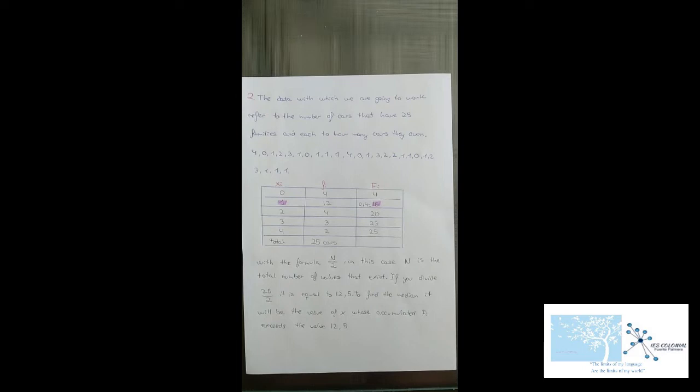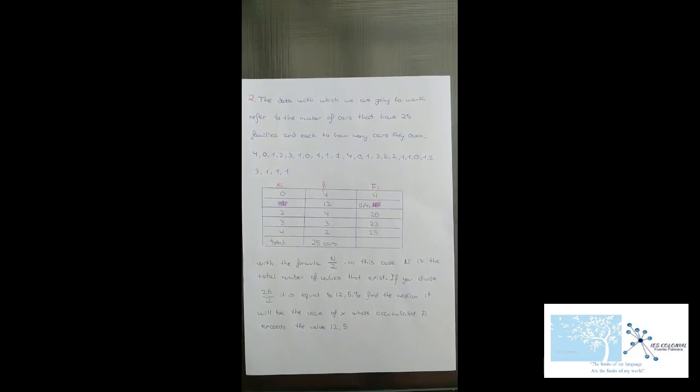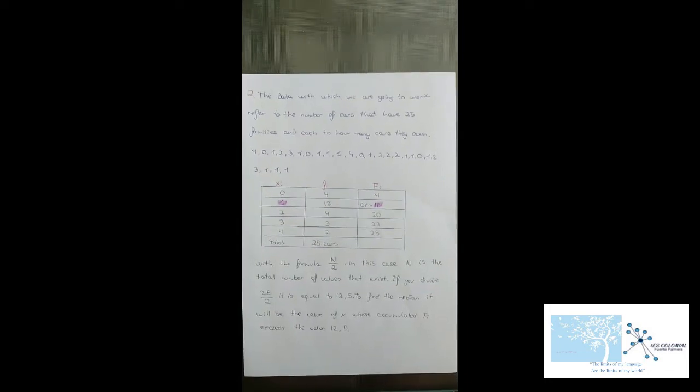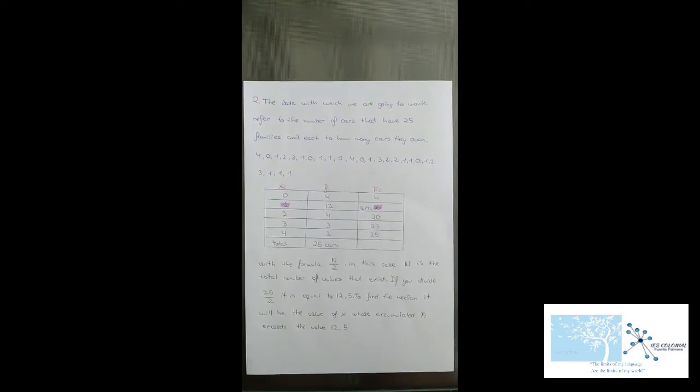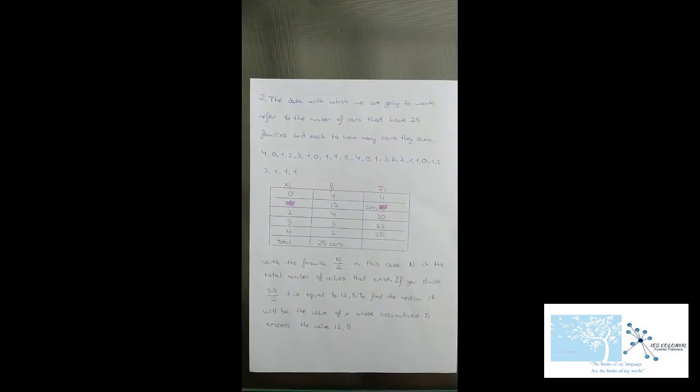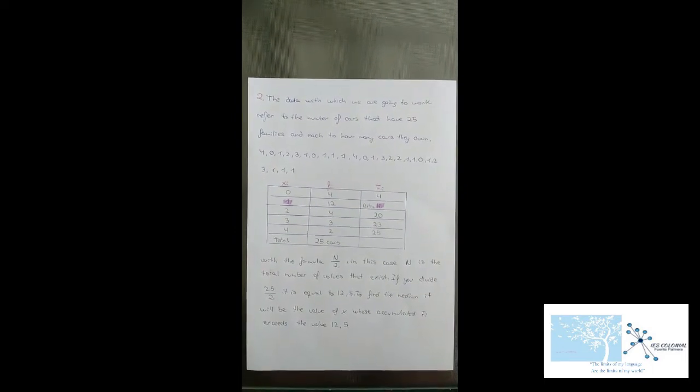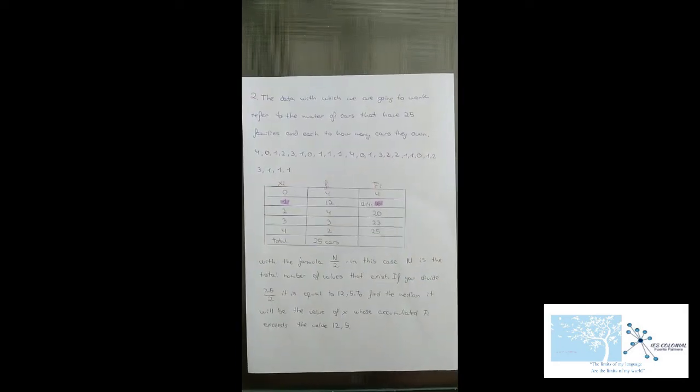When you have many values, it is not necessary to order them all and check which one is in the center, but to use the accumulated frequency column. Take all your values and divide by 2, with the formula n divided by 2, where n is the total number of values that exist. If you divide 41 by 2, it is equal to 20.5.